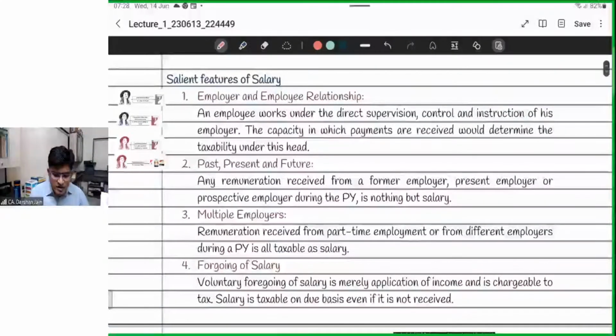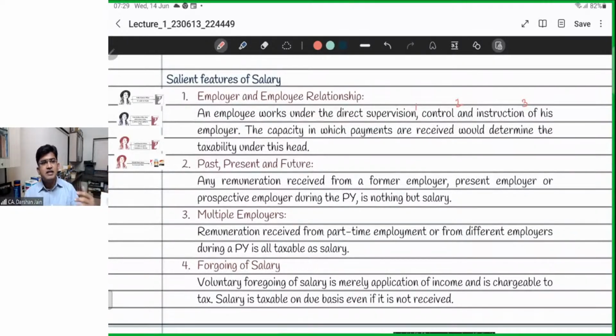Now, employer and employee relationship, we cannot overemphasize its value. Unless there is an employer-employee relationship, nothing could be taxed under the head of salary. Now, look here at what we are talking of. An employee works under direct supervision and control. So there are three aspects. There is a direct supervision of the employer. There is control of the employer. And three, he works as per the instruction of the employer.